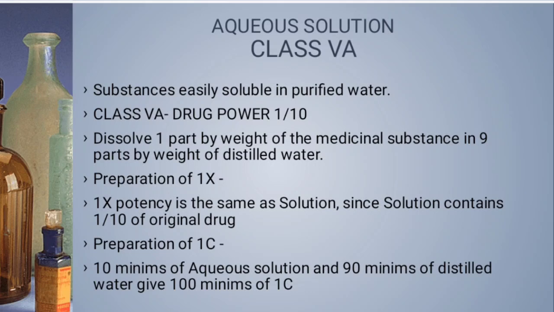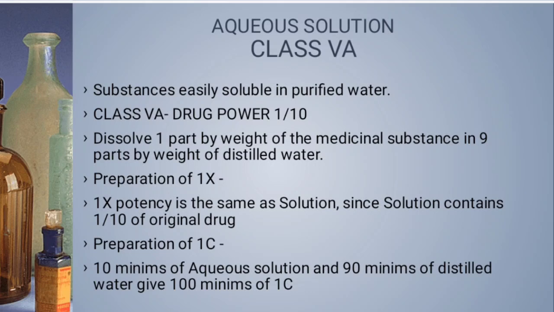Coming to drug power calculation, what is the drug power formula? Amount of the drug divided by total amount of solution, meaning both drug and vehicle. So what is the medicinal substance here? 1 part. And what is the vehicle we took? 9 parts. So what is the total solution? 10 parts. So the power will be 1 divided by the total solution, which is 10. So the drug power will be 1 by 10.